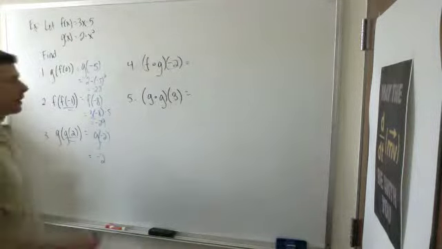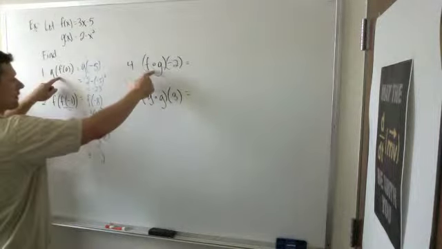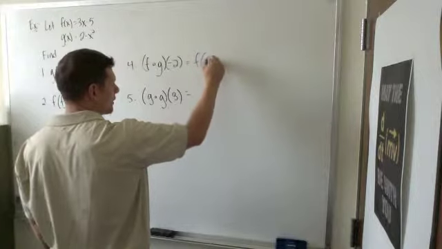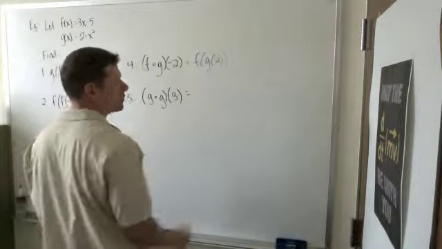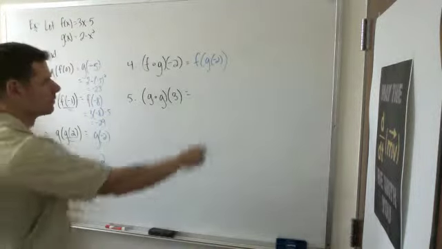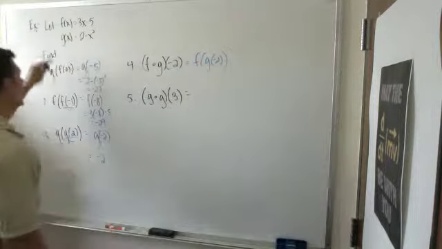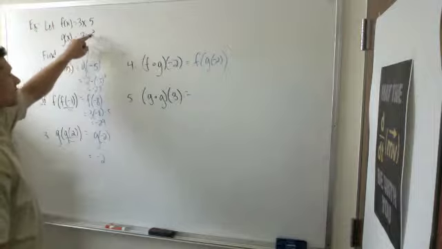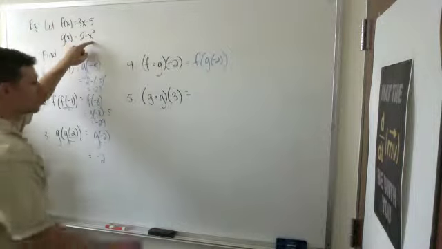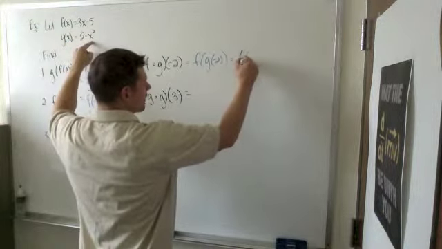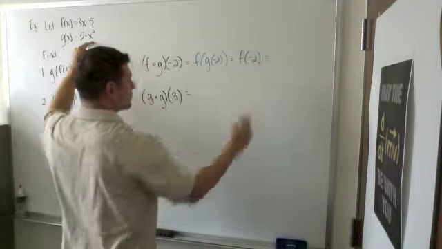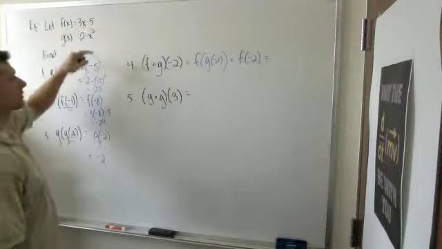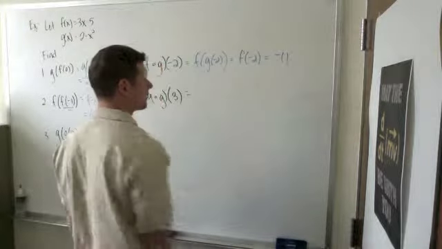Okay? Here we got to write out one step. f of g of negative 2 is f of g of negative 2. What's g of negative 2? g of negative 2 is 2 minus negative 2 squared. Negative 2 squared is 4. 2 minus 4 is negative 2. So really I'm looking for f of negative 2. Well, what's f of negative 2? 3 times negative 2 is negative 6, minus 5 is negative 11.